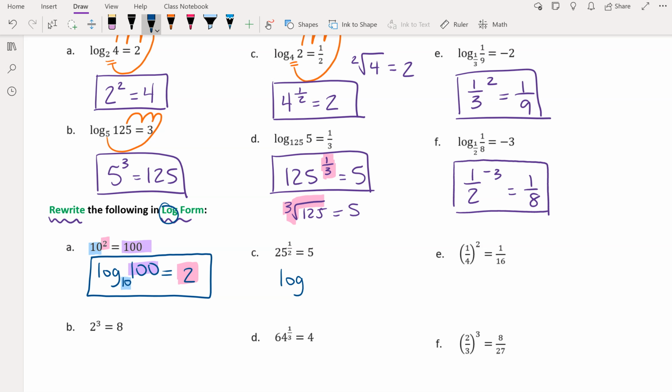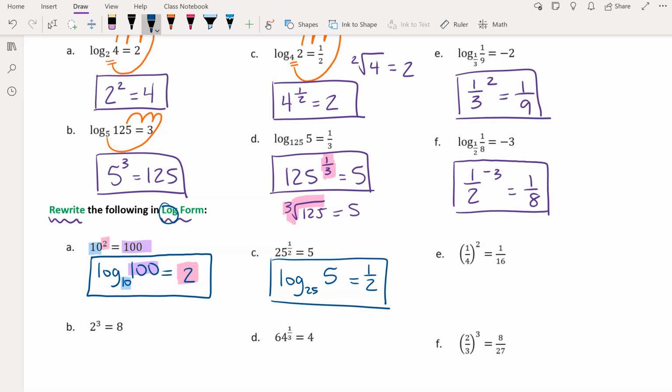All right, here we have log. Your base is 25. Logs equal, I'm leaving a space because I know a number has to go in there. Logs equal exponents. Which one of these is my exponent? The 1/2. And then the 5 has to go here. That's your answer.